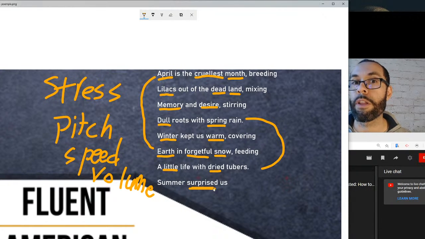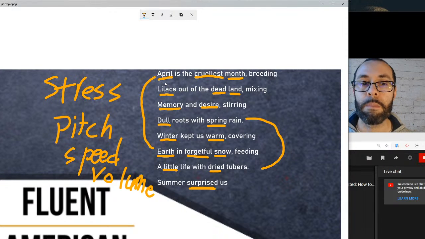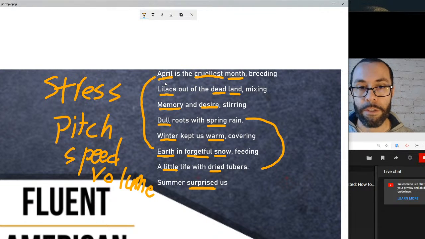There's other ways you could play with this too. This is just my own suggestion. So let's read through it a little bit. April is the cruelest month. So again, April is the cruelest month. Compare that to how we originally said it when it was flat. April is the cruelest month. But now, April is the cruelest month. Each of those getting stress.